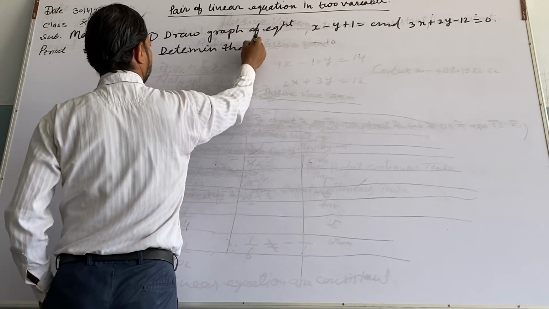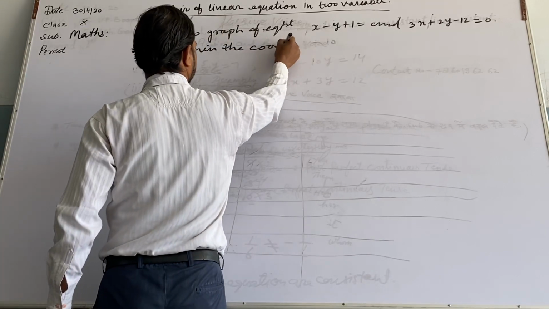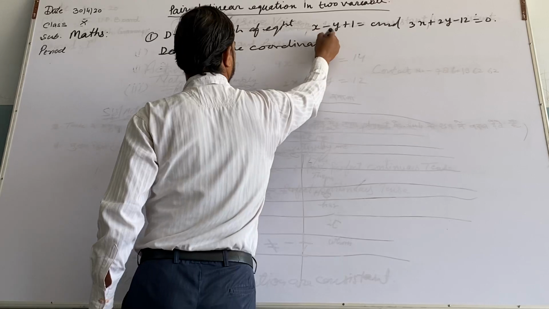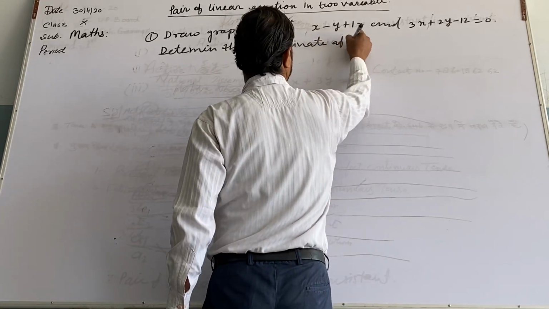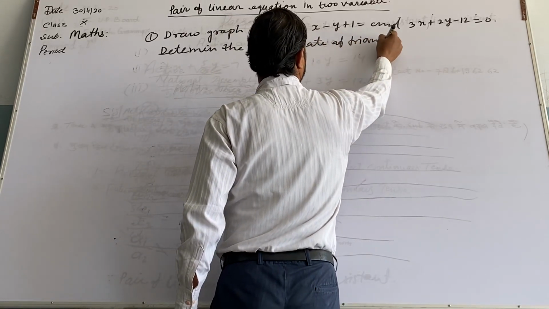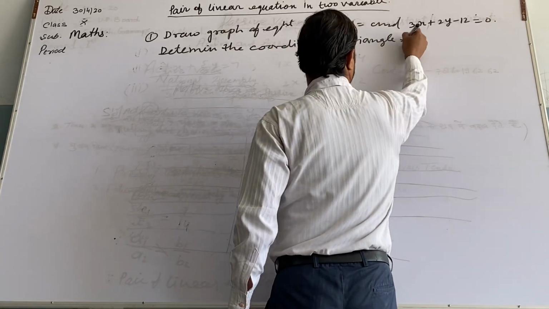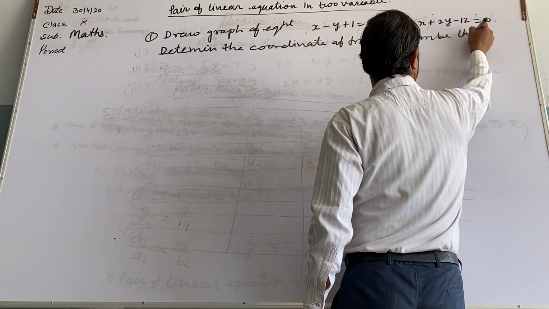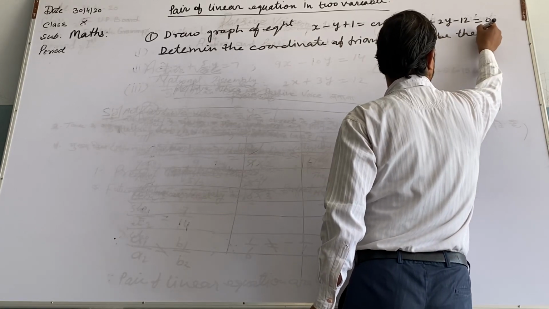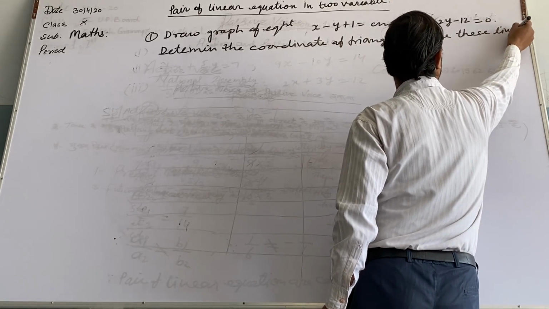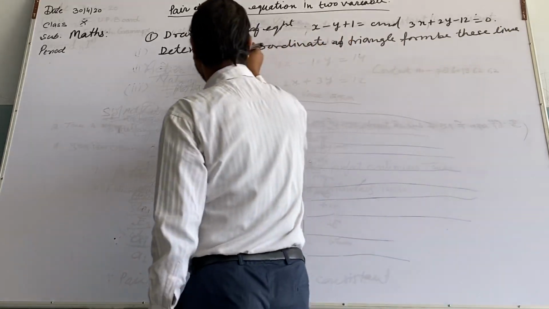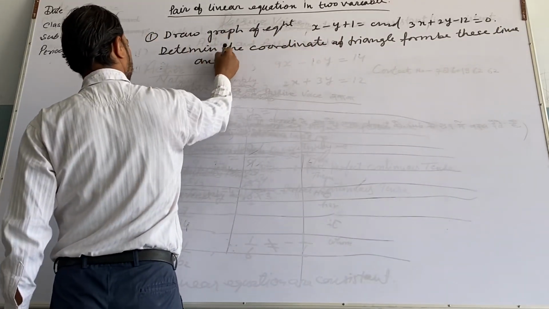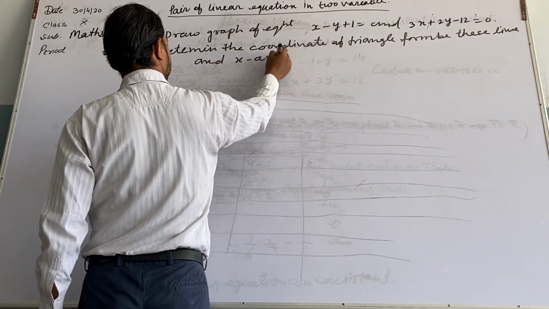Determine the coordinates of the triangle formed by these lines and the x-axis.